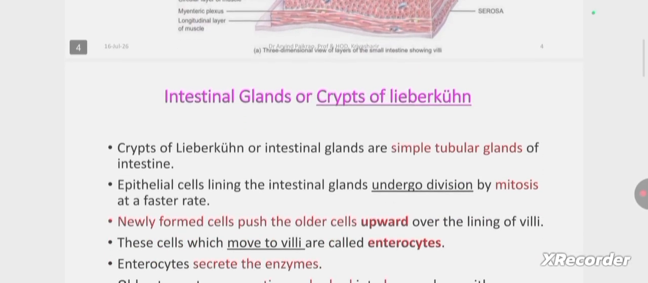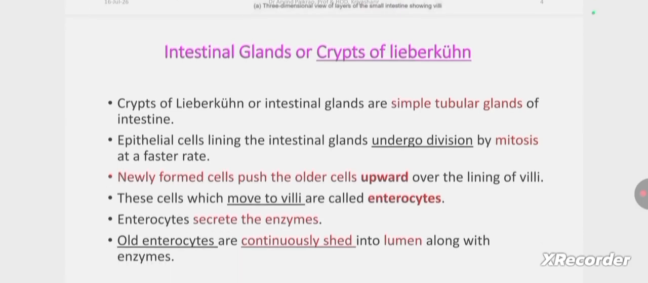Next we'll see the glands. What glands are there? There are intestinal glands that are commonly known as the crypts of Lieberkuhn. These are tubular glands, and these glands are lined by epithelial cells, and this epithelial cell undergoes division by mitosis, which has a very fast rate.